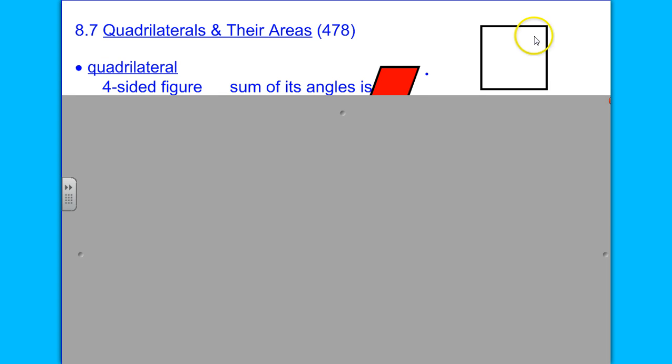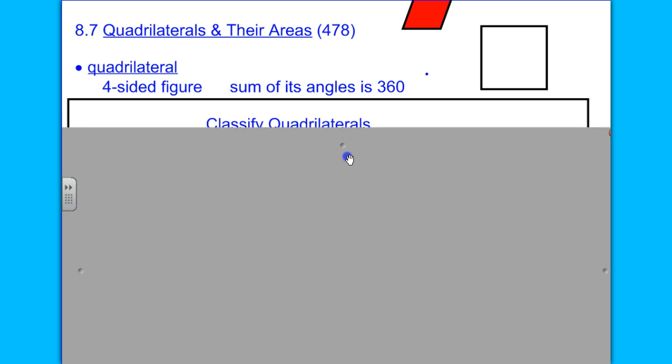Can any of you tell me how many degrees would be inside of a quadrilateral? I mean, if this is a quadrilateral and it's a square or a rectangle, right? And so what is every corner? 90 degrees. So we basically have 4 times 90. And what would 4 times 90 be? So the sum of the angles is 360 in every quadrilateral. Okay? We will classify quadrilaterals. Okay?